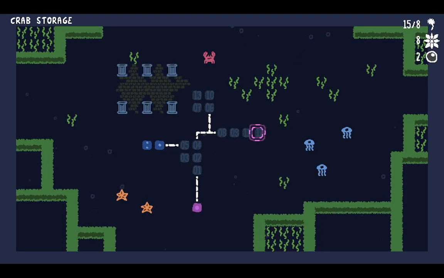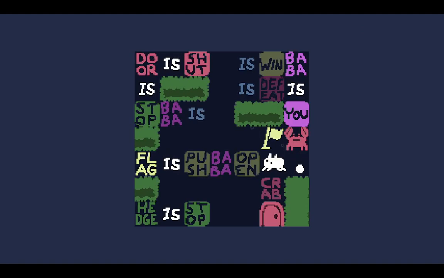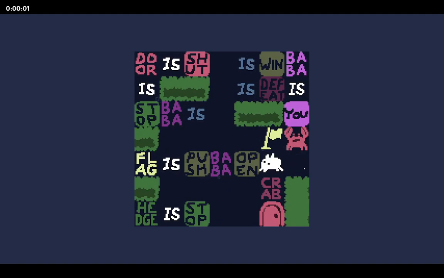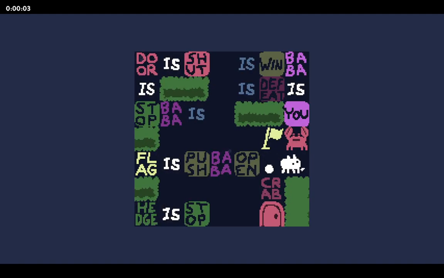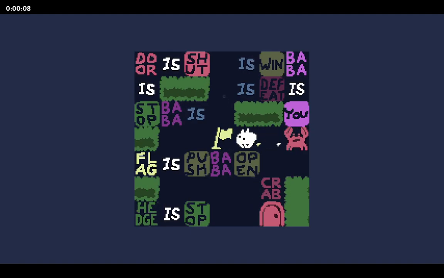Remember at level 12 in Baba's U, crab storage? Guess what? Now it's small. So, this is 7x7 crab storage by Glitch, and we're gonna try it out. So, looks like flag is push here. The crab is not solid, but the flag starts as push.